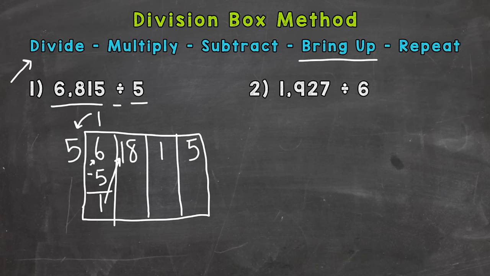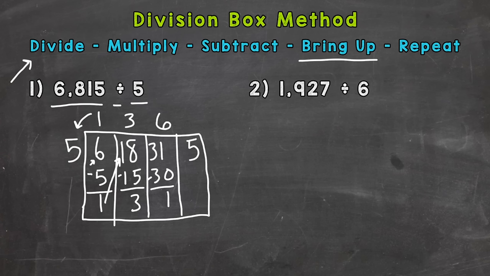So how many 5s out of 18? 3. That gets us to 15. Now multiply. 3 times 5, 15. Subtract. 18 minus 15 is 3. So we bring that 3 up, and we have 31 now. So we need to do 31 divided by 5, which is 6. That gets us to 30. 6 times 5 is 30. Subtract. 31 minus 30 is 1.